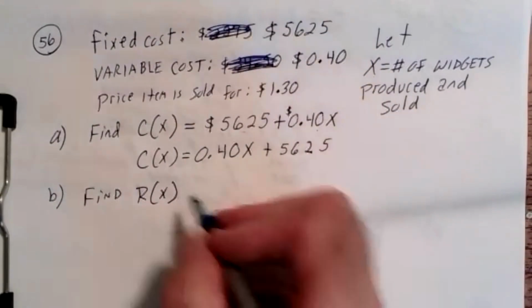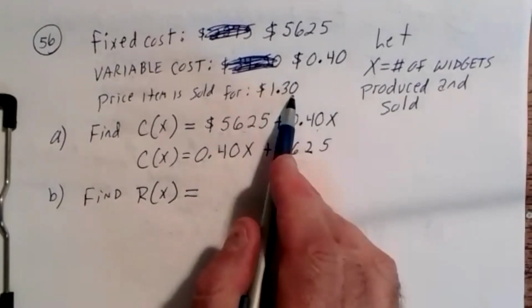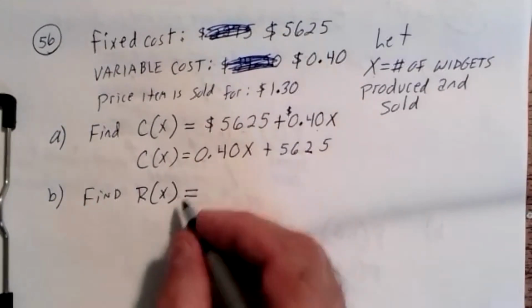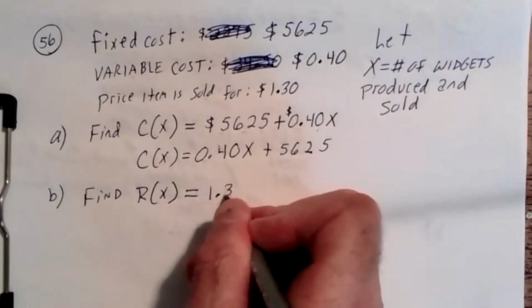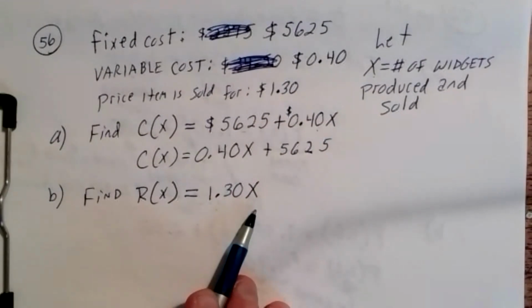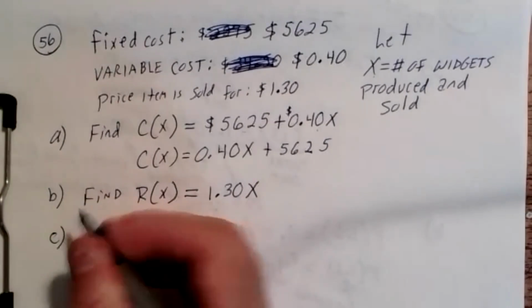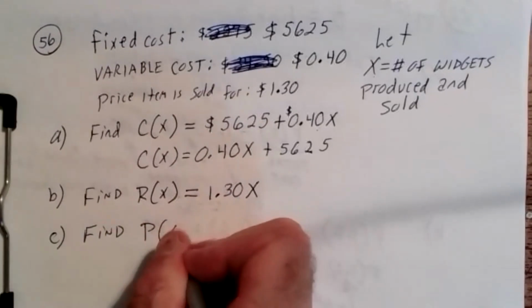The revenue is going to be what? What do we charge per widget? What's our price per widget that we charge our customers? $1.30. And we're going to sell X of them. We will assume we sell X of them. So our revenue that we bring in, if we sell X of these widgets, is going to be $1.30 per widget times X widgets. That's your revenue function. That's your linear revenue function. That one's done. C. Now they want us to find a profit function, P of X.